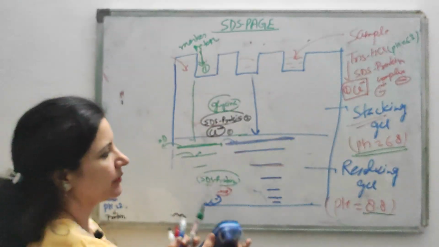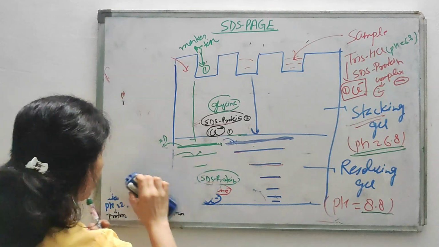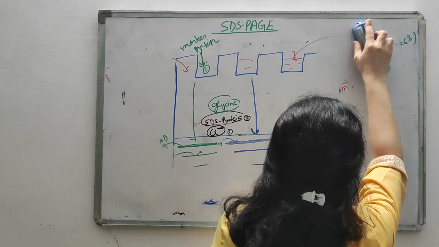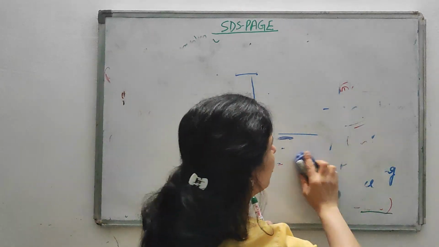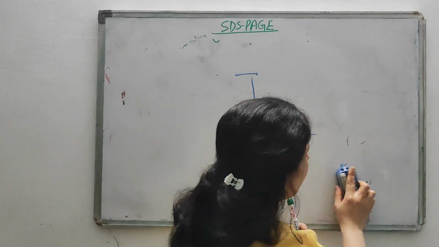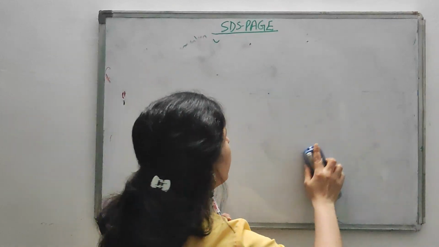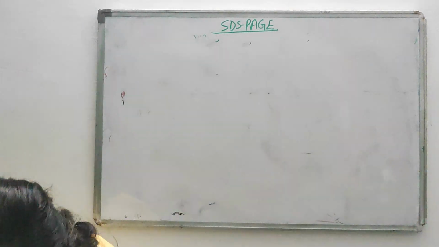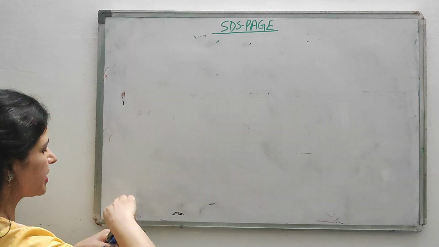Then in that agarose gel, you will get all kinds of bands, and your band is which color? You will get a blue color band. Why? Because, as you know, we add bromophenol blue in our sample. And what is the role of that bromophenol blue? It acts as a tracking dye. So it will track the path of your protein, and it will give blue color to your protein band.